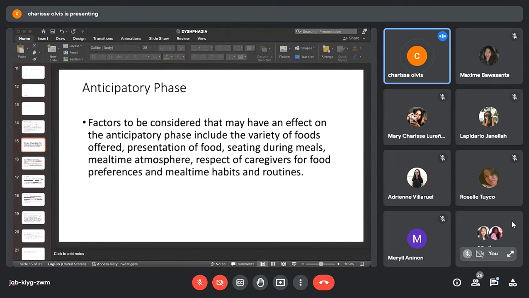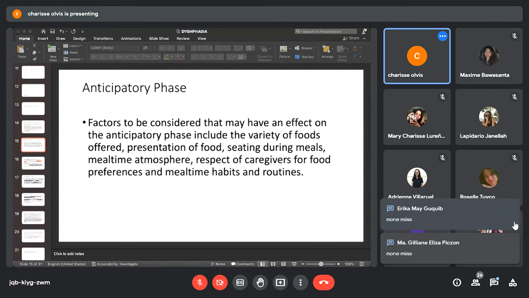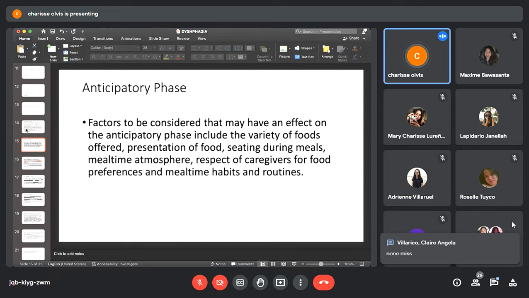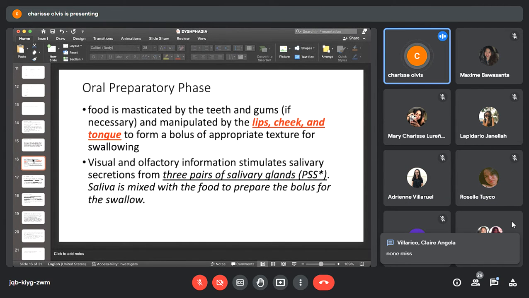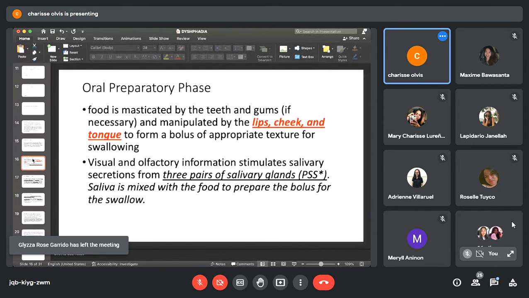Before we proceed to the next stage. Okay, none so far. Next, we have the oral preparatory phase. In this stage, food is already masticated by the teeth and gums, meaning it's already chewed. It is manipulated by the lips, cheek, and tongue to form a bolus of appropriate texture for swallowing.